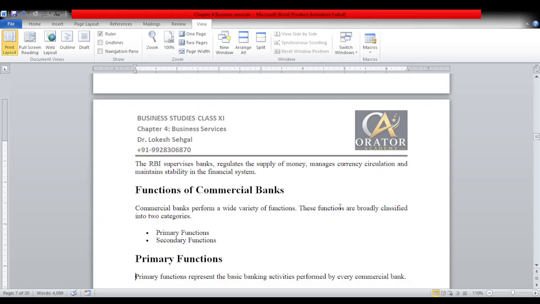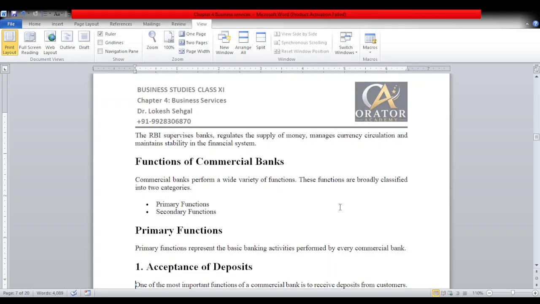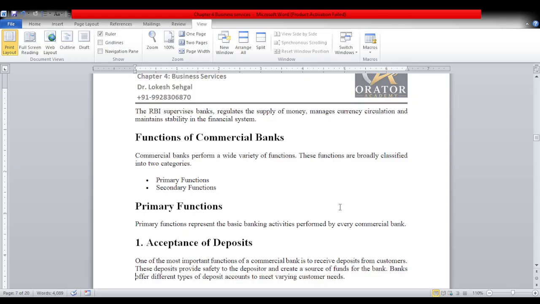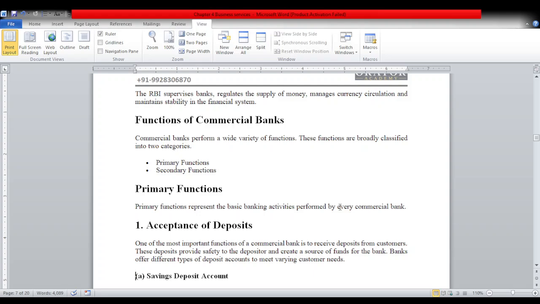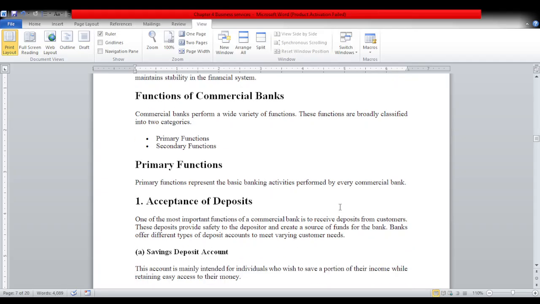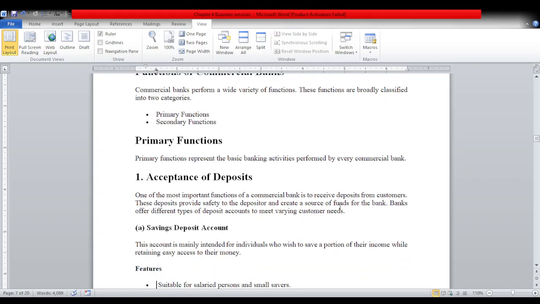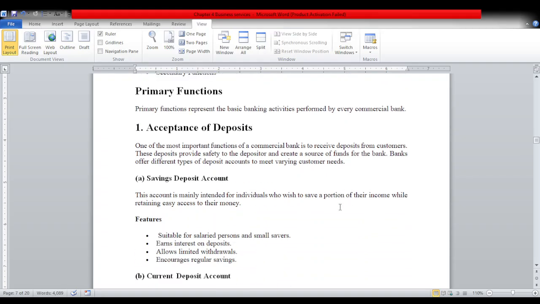Now we understand the different types of banks, and now we are moving to the functions of the commercial bank. Commercial banks have two types of major functions: primary functions and secondary functions. Primary functions represent the basic banking activities performed by every commercial bank, as we have already discussed: accepting deposits and advancing loans. So acceptance of deposits, one of the most important functions of the commercial bank, is to receive deposits from customers.